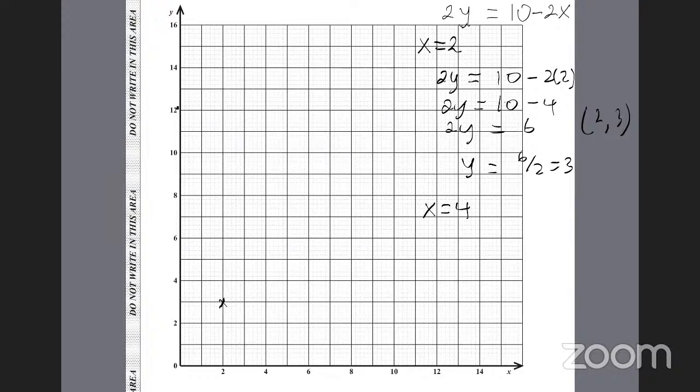Next one, x is 4. So I'm going to put 2y is 10 minus 2 by 4. So 2y is 10 minus 8, 2y is 2. So it means that y is 1. So when x is 4, y is 1. Those are 2 points, and I'm going to connect them up.